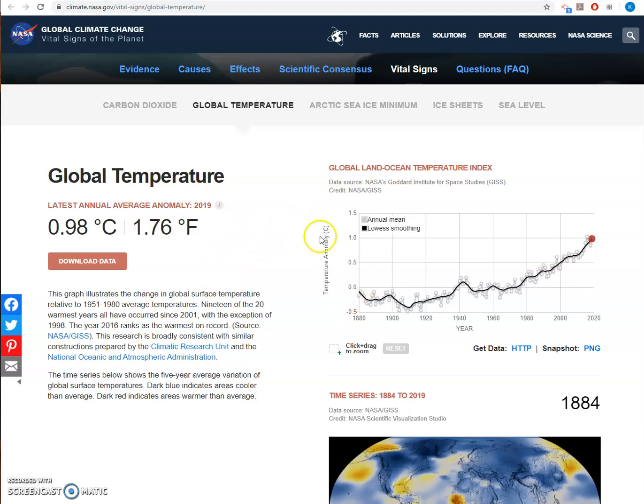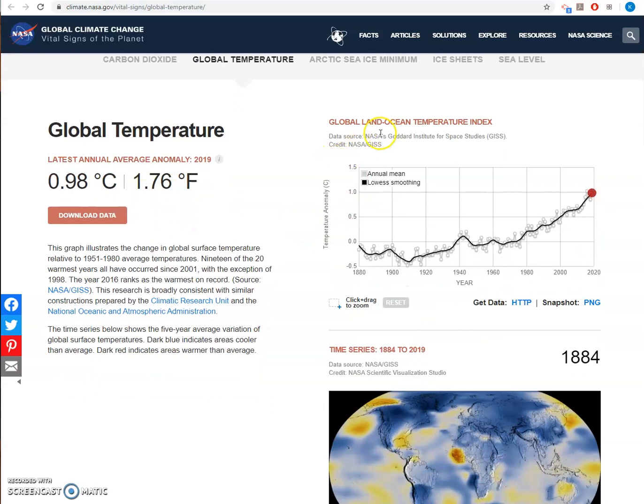So if you look at this graph here, which is from NASA's Goddard Institute for Space Studies, which means that this is probably going to be measured with the Goddard measurement system, which is like a satellite system. So here it says the graph illustrates the change in global surface temperature relative to the 1951 to 1980 average temperatures. 19 of the 20 warmest years have all occurred since 2001, with the exception of 1998, which was also abnormally warm.